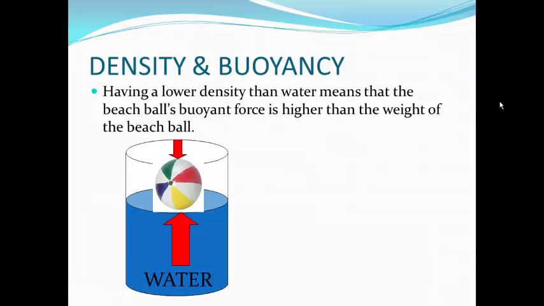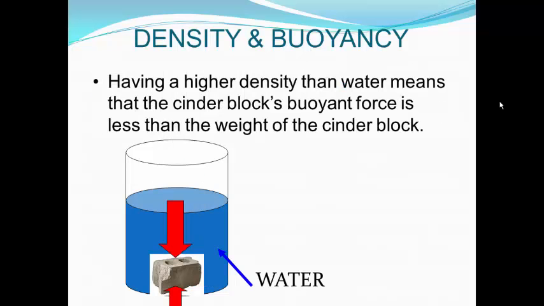Let's look at a beach ball. This beach ball is buoyant or floats because it has a lower density than water. So the buoyant force is greater and it floats. Here we have the cinder block again, and the cinder block has a higher density than water, and so that means it's going to sink.